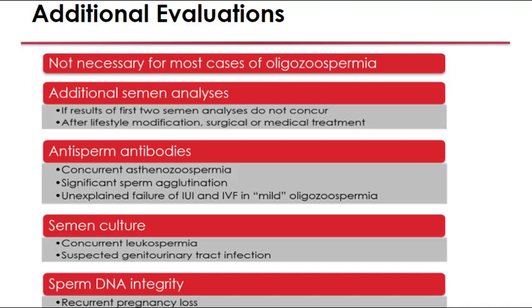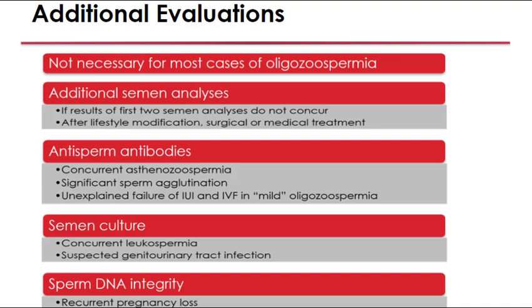Although anti-sperm antibodies are not a cause of oligozoospermia, the conditions may coexist. Measurement of anti-sperm antibodies may provide information on the cause of coexisting asthenozoospermia, such as partial or unilateral obstruction, or help counsel patients on the use of assisted reproduction, specifically intracytoplasmic sperm injection, or ICSI, for sperm-bound antibodies. Semen culture may be indicated to evaluate genitourinary tract infection.